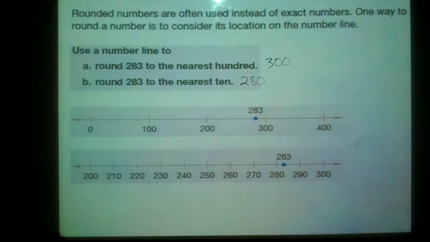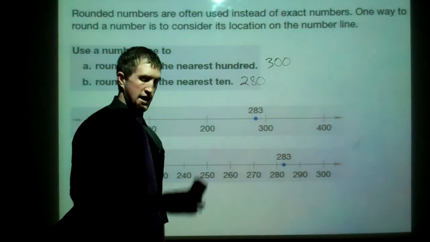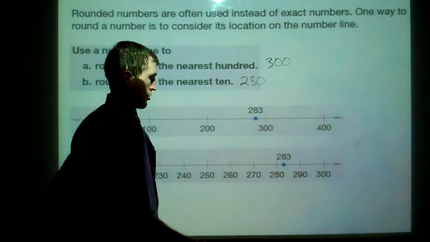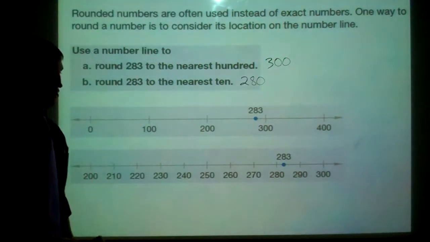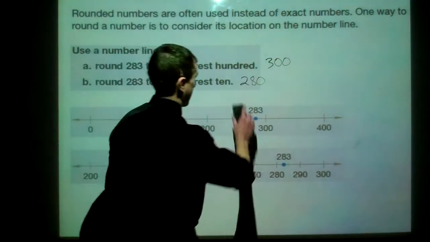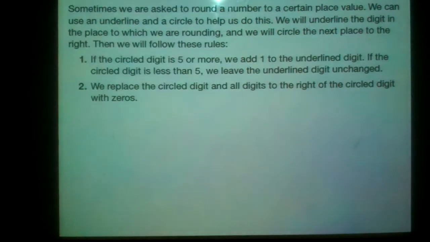Alright, rule of thumb is if you're at halfway or over halfway to a number, you're going to round up. If you're less than halfway to that number, you're going to round down. And we're going to get into that in a second here. We're going to use the same two numbers.